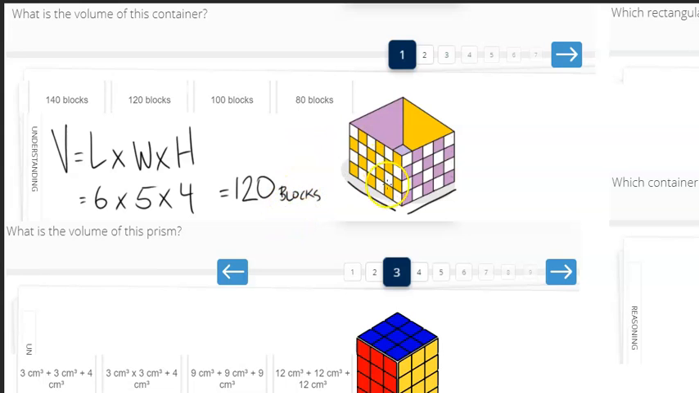So this is just saying that if I were to fill up this whole thing with little, maybe 1 by 1 by 1 blocks, centimeters maybe, or meters, we don't know. What we do know is exactly 120 of them can fit in here based on this formula.